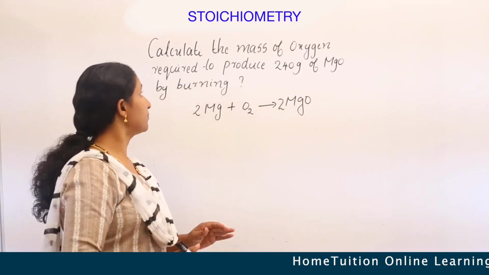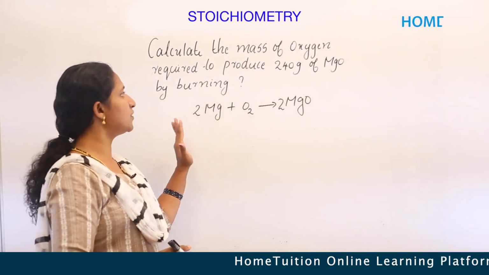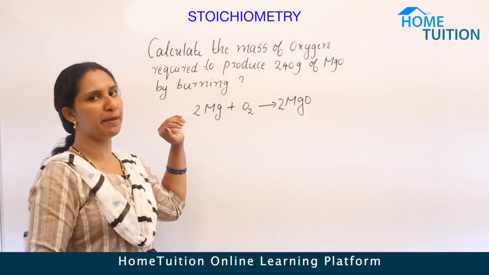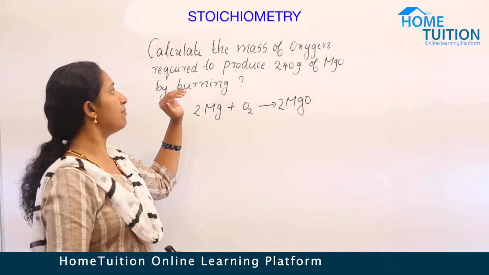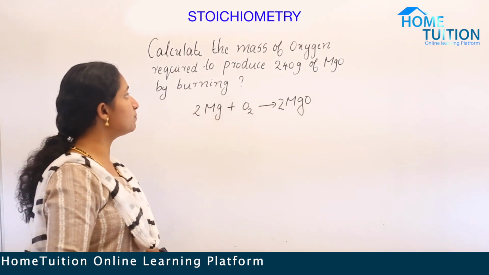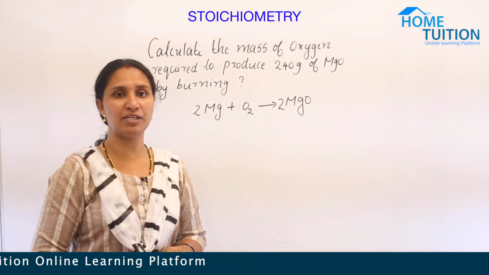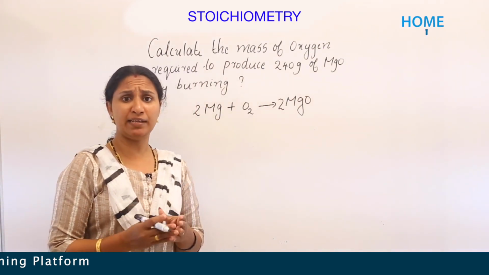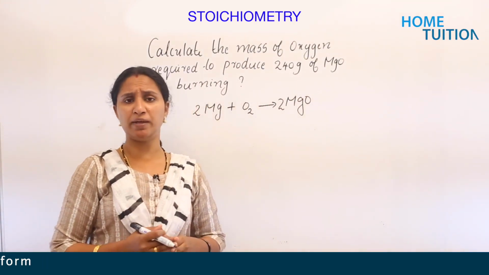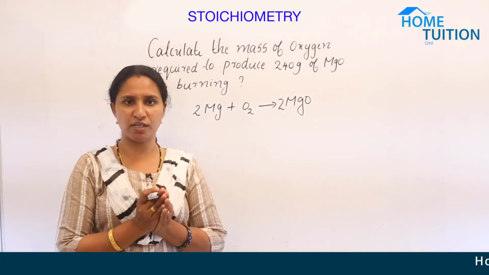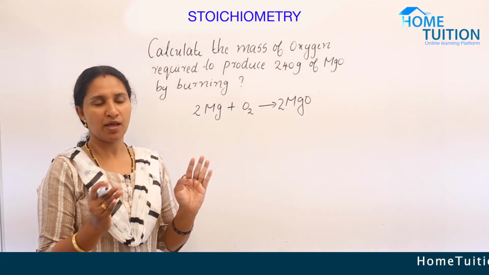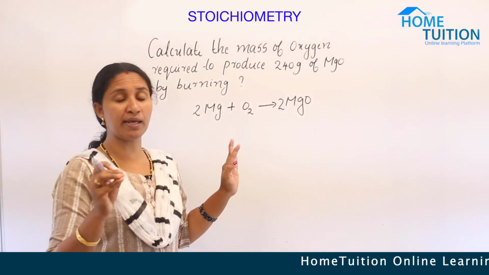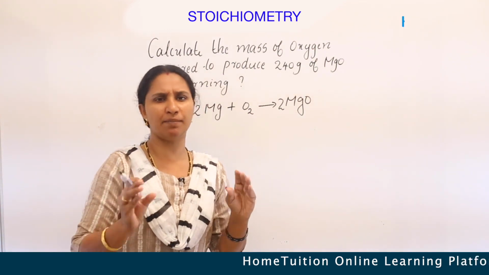Okay. Next question. Calculate the mass of oxygen required to produce 240 gram of magnesium oxide by burning. We know the metal magnesium on combustion, which means reaction with oxygen, gives magnesium oxide. As per the question, first of all, write the chemical equation, not only the chemical equation, but the balanced chemical equation.